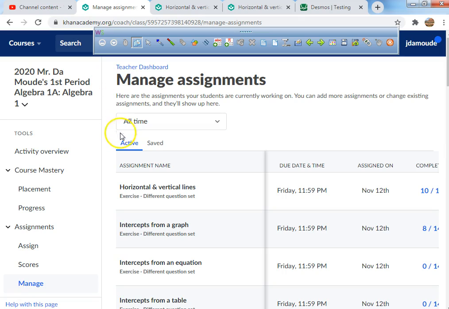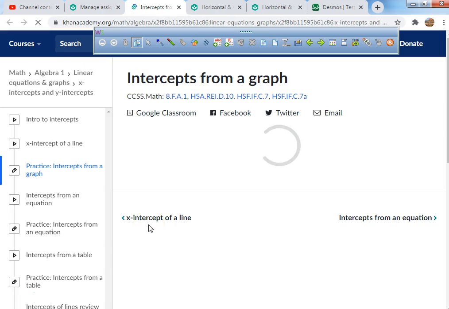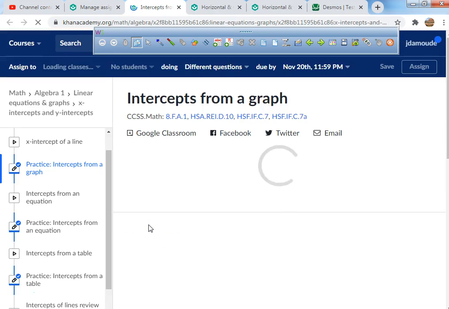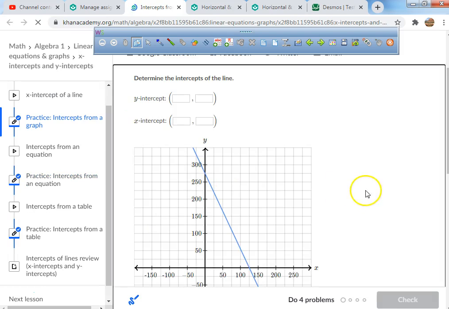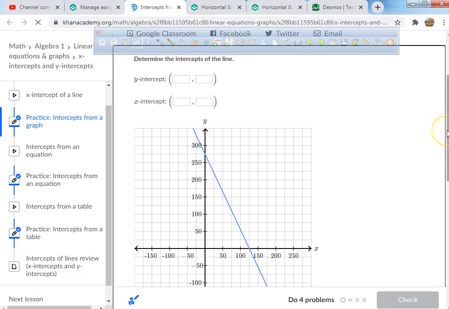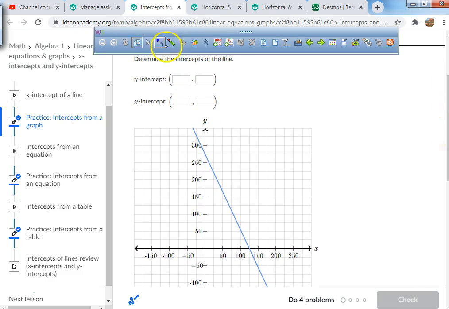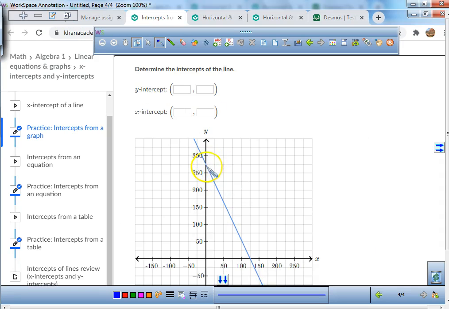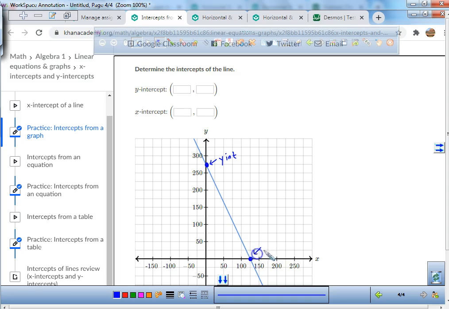Now here's another assignment. The next assignment is intercepts from a graph. This is even easier. So we're just dealing with what's called the x-intercept and the y-intercept. So right now, let's just take a look at this. You don't have to draw this graph if you don't want to, all right? But I'm going to label some things. So if we take a look at this graph, literally right there, that point is what's referred to as the y-intercept. And this point right here is what's referred to as the x-intercept.